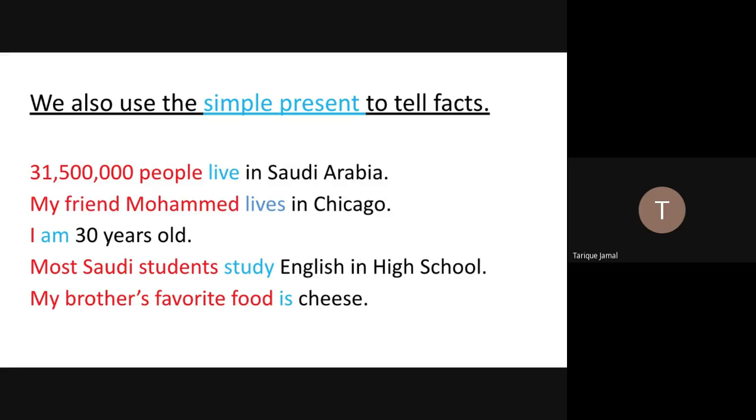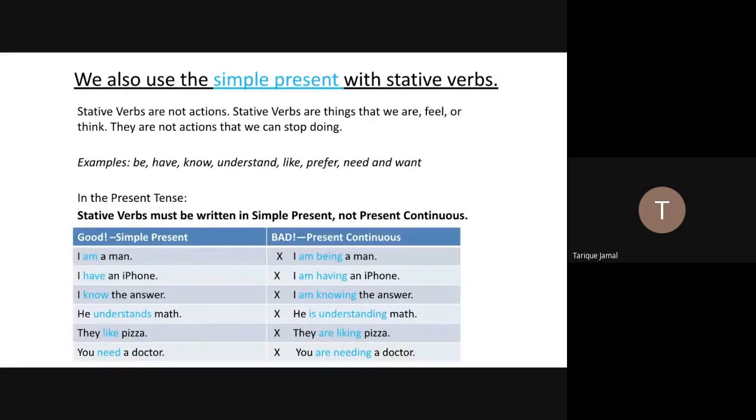All right, guys, let's move on here. So we also use the simple present with stative verbs, right? Stative verbs are not actions. Stative verbs are things that we are, feel, or think. So it's not an action. Action means something is happening, you're doing something, right? But stative verbs are not action. Rather, it is a statement. It's just stating something. So it's telling you what you are, who you are, how you feel, what you think, right? So they're not actions that we can stop doing.